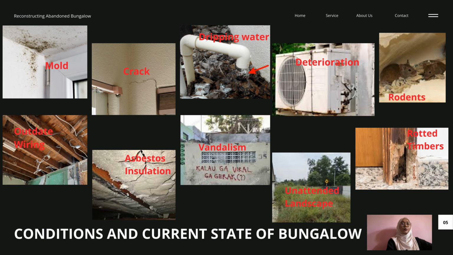And the next one is an unattended landscape, which is caused by owners who are elderly or disabled being unable to manage the landscape. And the last one is rotted timbers. It is caused by direct exposure to rain. Wood in direct contact with the ground absorbs moisture from the soil, which can accelerate decay. Okay, that's all from me.